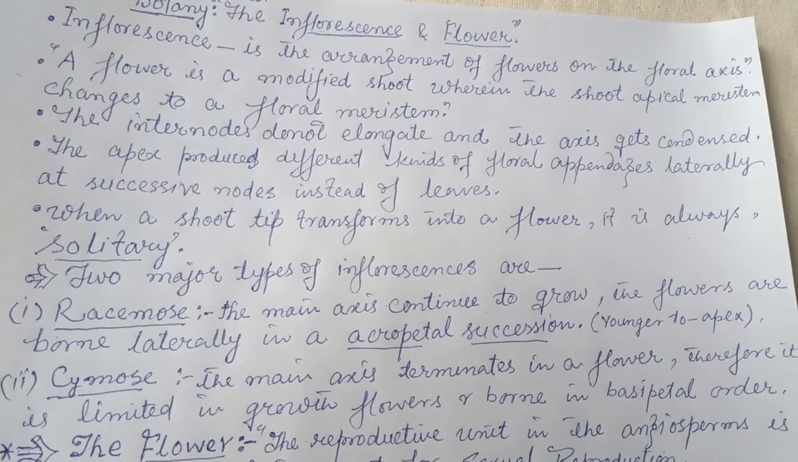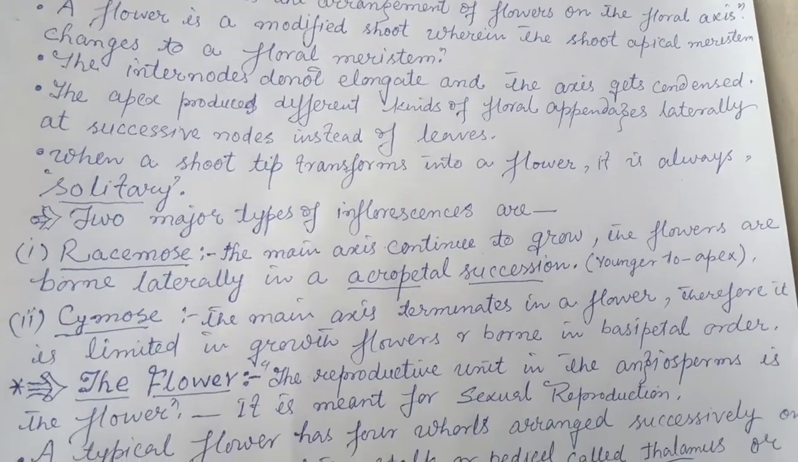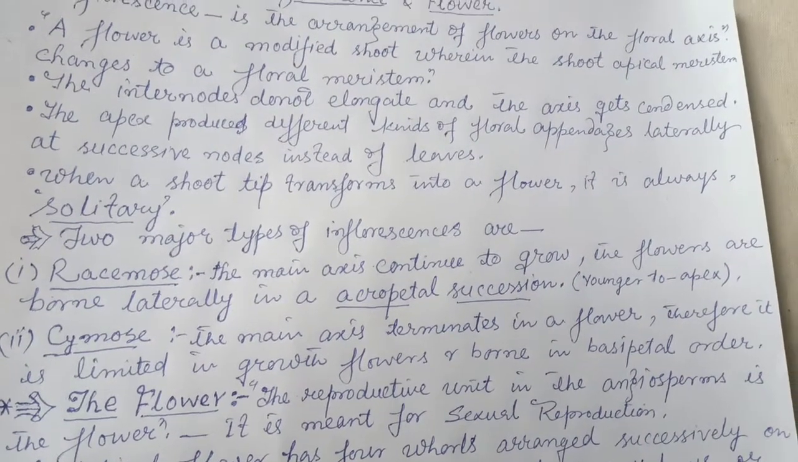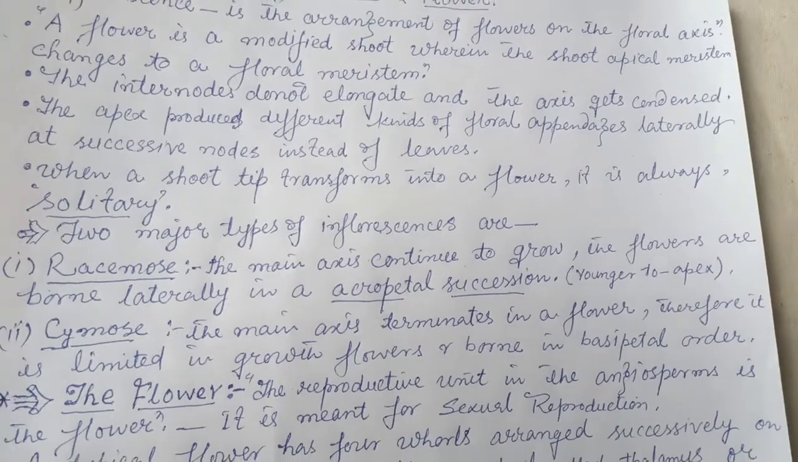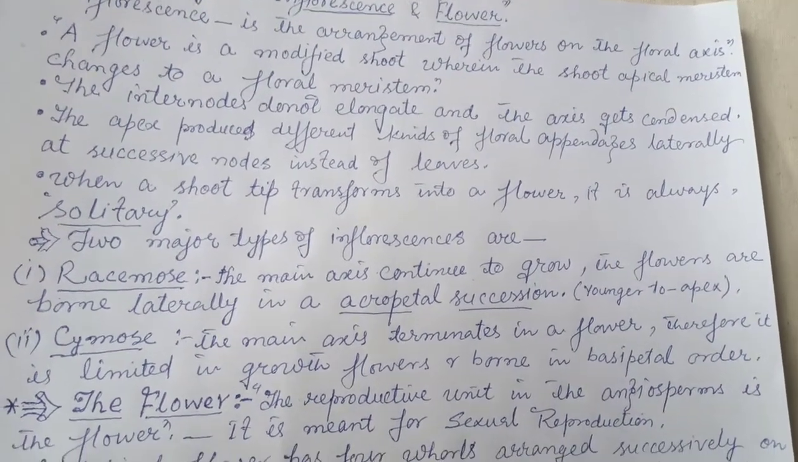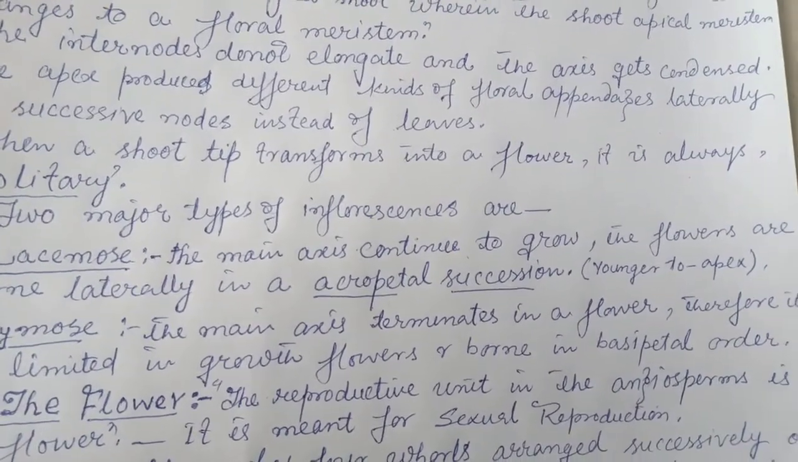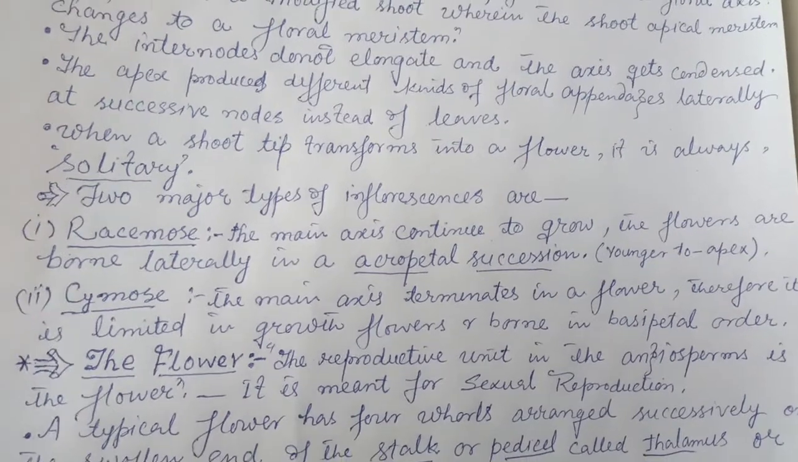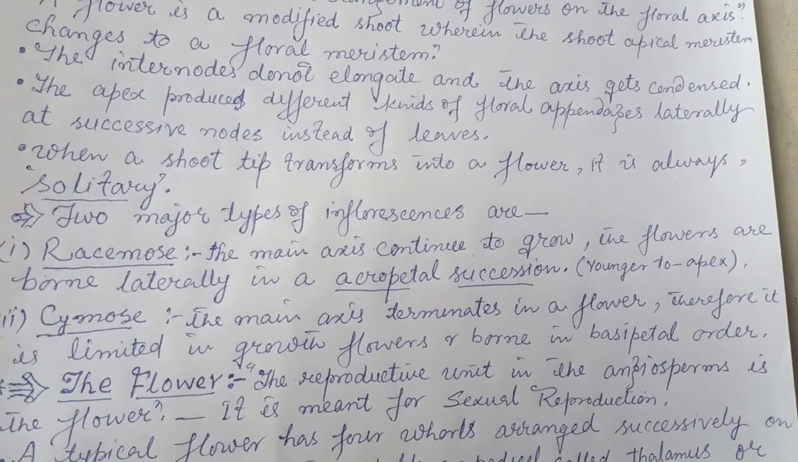There are two major types of inflorescences. One is the racemose and the other cymose. In racemose inflorescence, the main axis continues to grow. The flowers are borne in an acropetal succession. That is, the younger flowers are borne towards the apex.